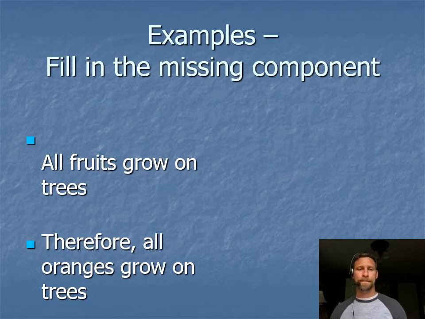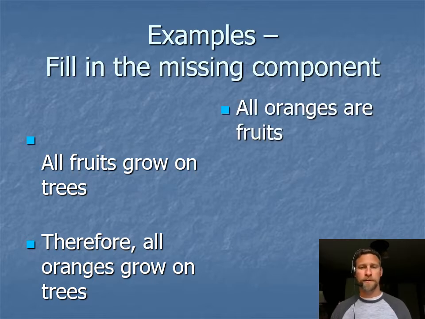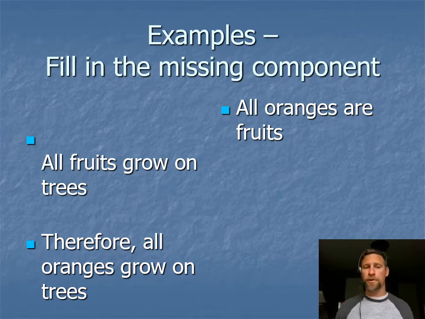Let's try again. All fruits grow on trees. Therefore, all oranges grow on trees. What's missing? Premise number 1. All oranges are fruits. So again, from beginning to end, all oranges are fruits, and all fruits grow on trees. Therefore, all oranges grow on trees.